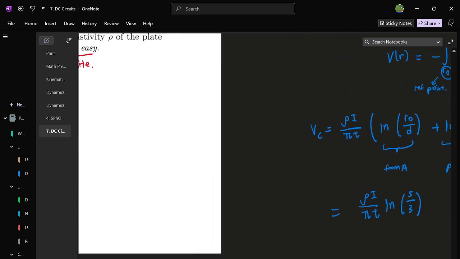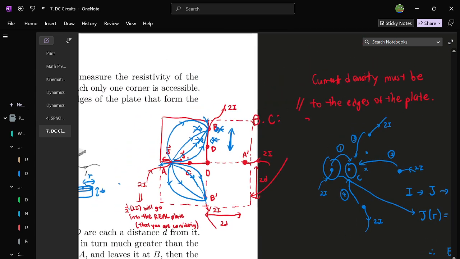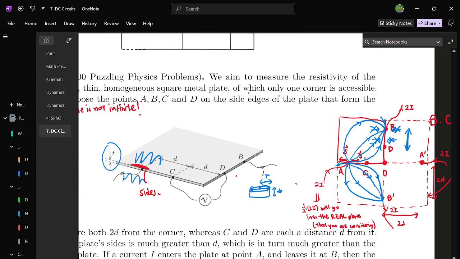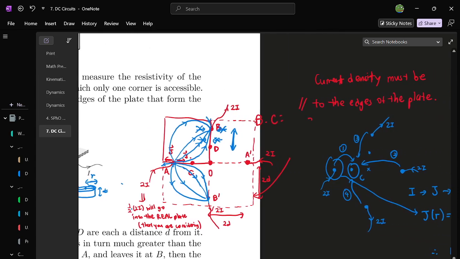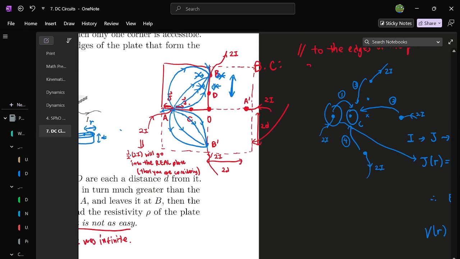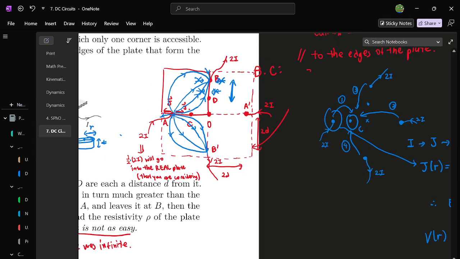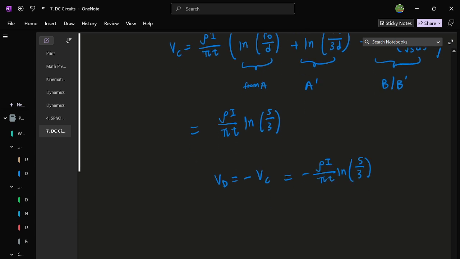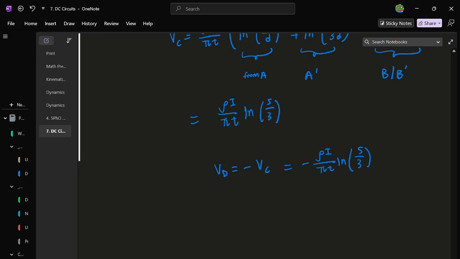Wait, no, sorry, my bad. Okay, you found VC, but you also have to find VD because your voltmeter measures this. So to find VD, it's actually quite simple because you already found VC and the whole thing is so symmetric. I think it is quite easy to see that VD equals negative VC, and it will just be equal to this. If you're not convinced why it's just negative VC, you can just repeat the calculation.